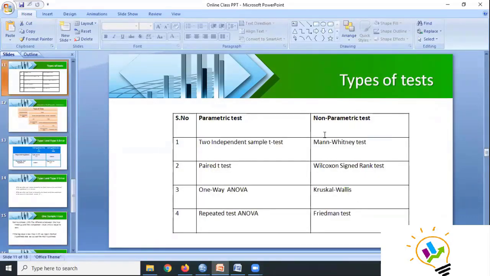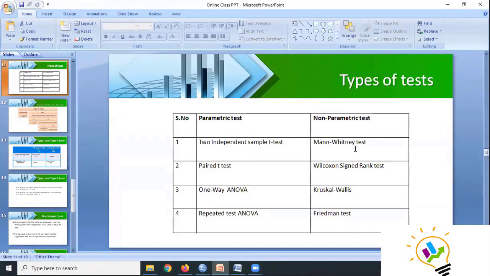These are the types of tests used for parametric and non-parametric. Two independent sample t-test, ANOVA, MANOVA: all these come under parametric tests. For non-parametric, we have the Mann-Whitney U test, Wilcoxon signed-rank test, Kruskal-Wallis test, Friedman test, Kolmogorov-Smirnov test, McNemar test. All of these come under non-parametric methods. Okay, madam? Yes, sir.